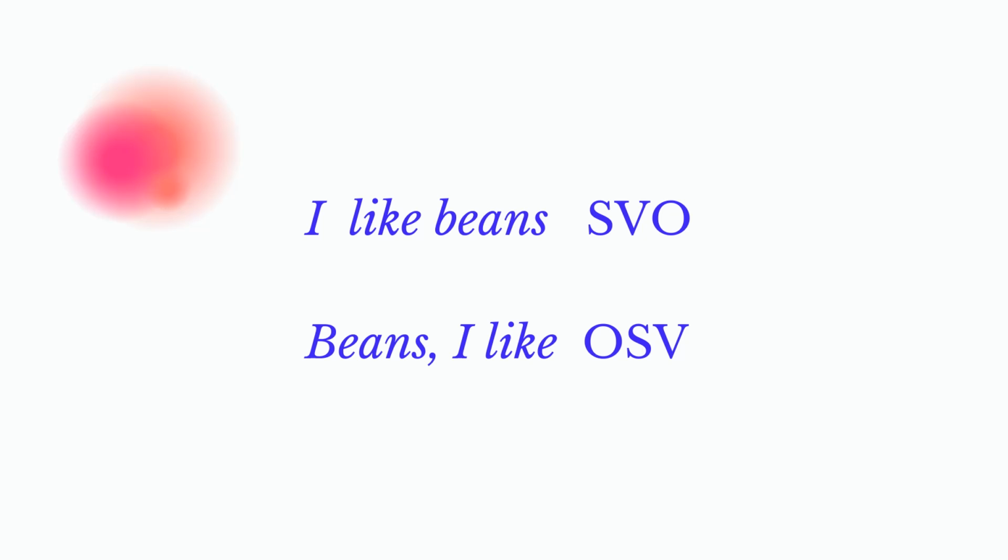It's like saying in English, I like beans versus beans I like, which are 2 perfect English sentences in which the word order is different. And although the meaning is similar, English speakers will use one versus the other in a specific context.